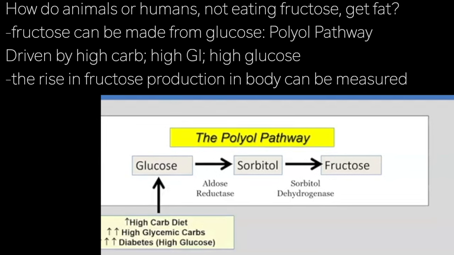And what drives it? Guess what drives it? High carb diet, high glycemic carbs, diabetes. You can take a diabetic person who has bad glucose control. You don't have to feed them any fructose. They all have high fructose levels, in blood and urine. It's well published. And likewise, if you give animals carbs, or even humans carbs, you can measure a rise in both fructose production and levels. So it turns out that you can make fructose from carbs.